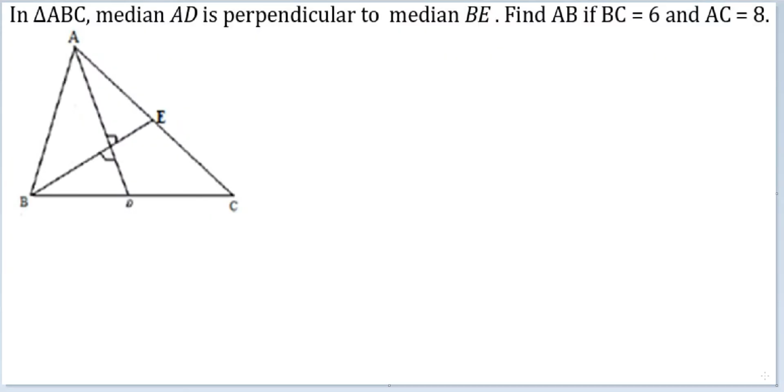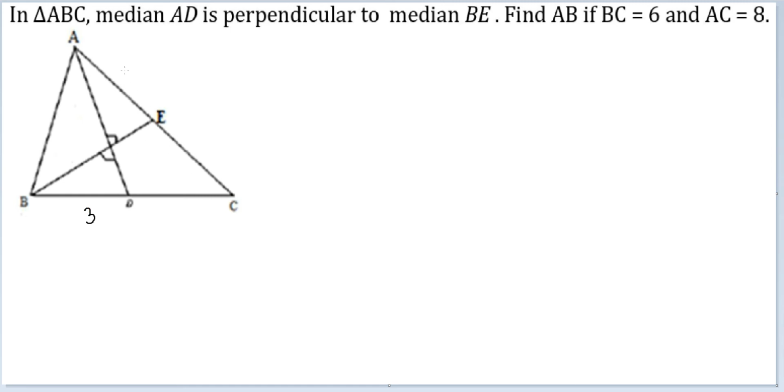Let's look at this question. In triangle ABC, median AD is perpendicular to median BD. Find AD if BC is equal to 6 and AC is equal to 8. If BC is equal to 6 and AD is a median, this will be 3.